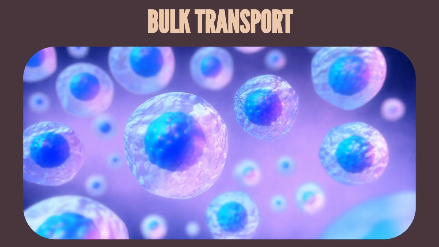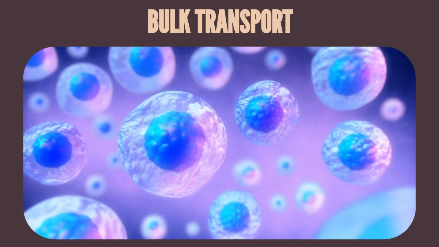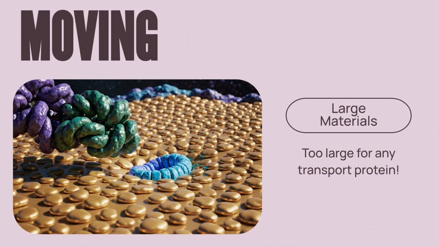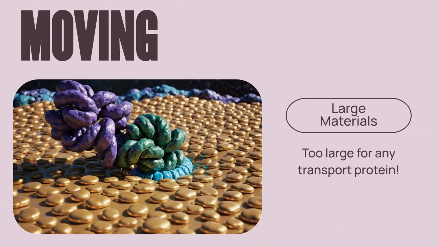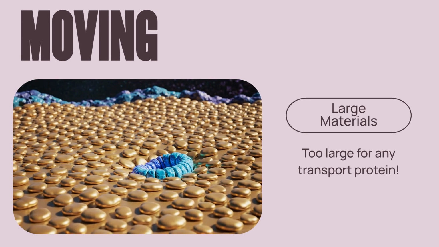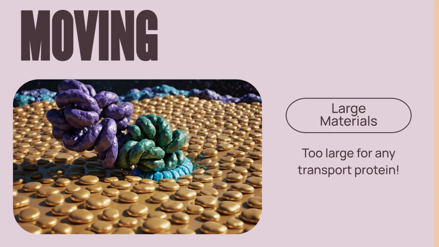Bulk transport, or vesicular transport, is the mechanism cells use to move huge quantities of materials across the plasma membrane. Sometimes the cell needs to move huge materials, like massive proteins, large carbohydrate polysaccharides, or even whole bacteria that are simply too large to fit through any transport protein.